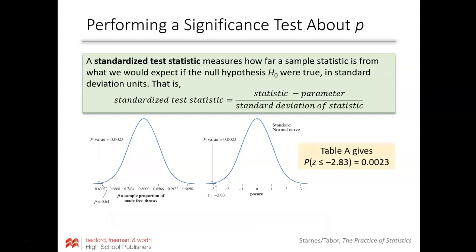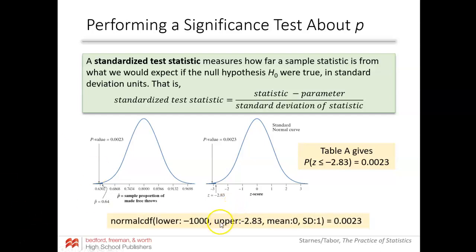So it's a nice double check. If I were going to flip to table A and look for a z-score of negative 2.83, and remember table A measures left, it would give me a probability of 0.0023. If I was to use technology, they went ahead and just used the standardized curve, so something super small, to negative 2.83 with a mean of 0, standard deviation of 1, and look there, you get the same value.